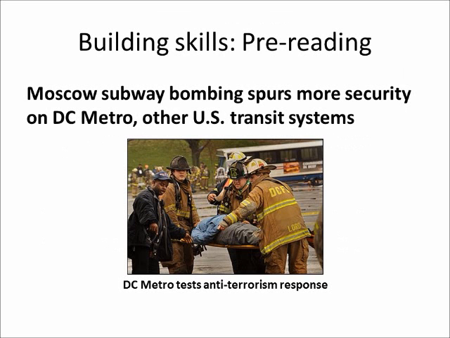So let's look at first pre-reading. And here's an example activity. What we have here is the headline from a newspaper article from the Washington Post, and a photograph from that article, and then a caption underneath the photograph. And what you can do is ask your students, based on what you see here, the headline, the photograph, and the caption, what do you expect this article to be about?